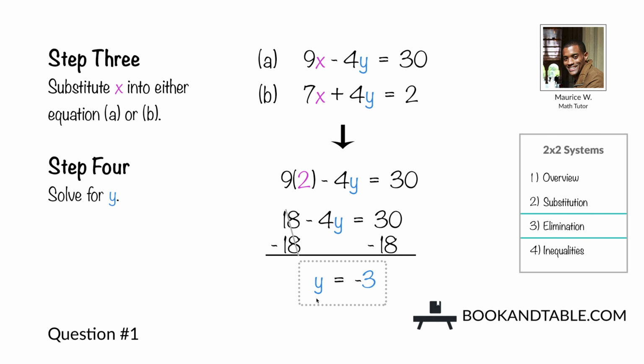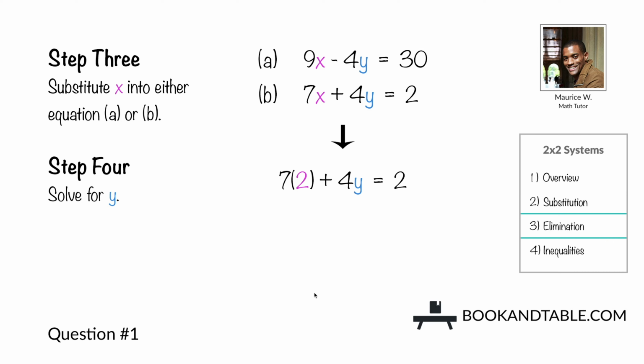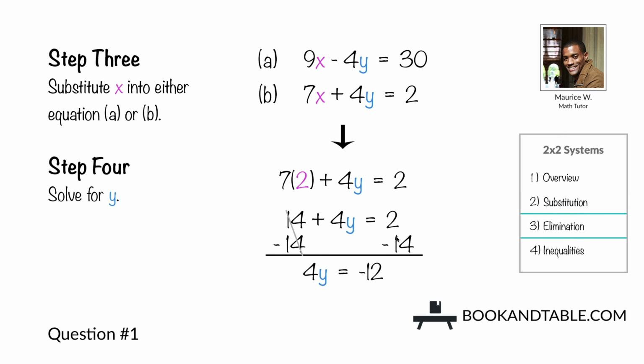So we get x is equal to 2 and y is equal to negative 3. But if you plug the x into equation B instead, you would get the same y. So we get 7 times 2, which is 14, plus 4y is equal to 2. Now we want to subtract 14 from both sides, giving us 4y is equal to 2 minus 14, which is negative 12. And then to get rid of the coefficient of 4 in front of the y, we want to divide both sides by 4, leaving us with y is equal to negative 12 divided by 4, which is negative 3.